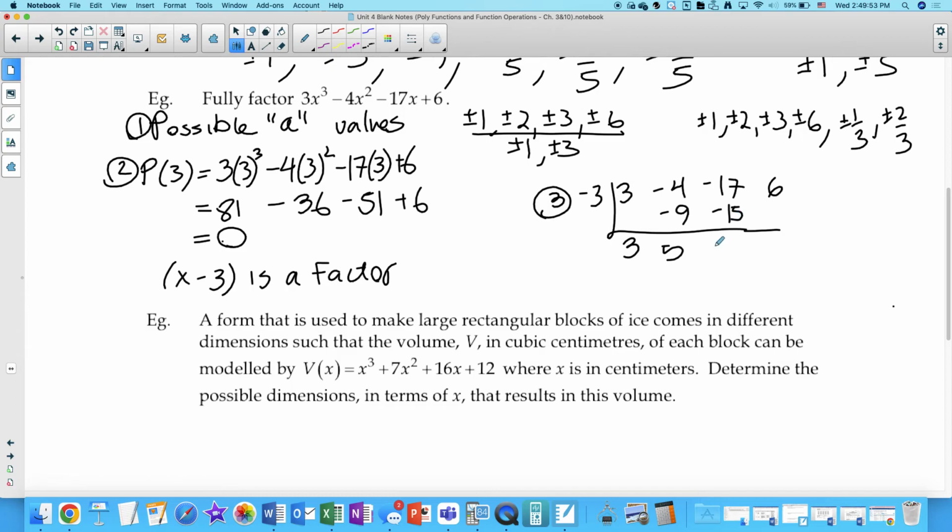Okay, so what I know from the third step is that my partially factored polynomial is x minus 3 times, these are the coefficients of what's left, 3x squared plus 5x minus 2. Okay, and once it's a quadratic, you don't have to use the factor theorem anymore. Okay, you can just factor that. Well, one of them is 3x and x.